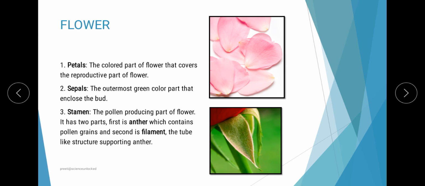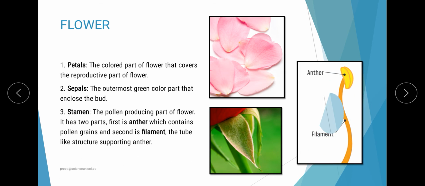The next part is the male reproductive system, also called the stamen, which further consists of two parts, the anther and the filament. The anther is the main site where the male reproductive cell, the pollen grain, resides, whereas the filament simply provides support to the male reproductive system within the whole whorl of the flower.